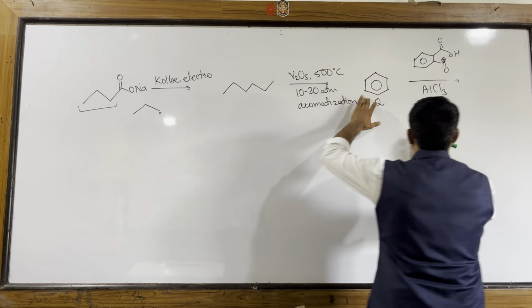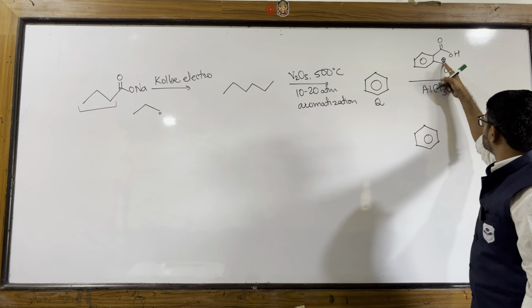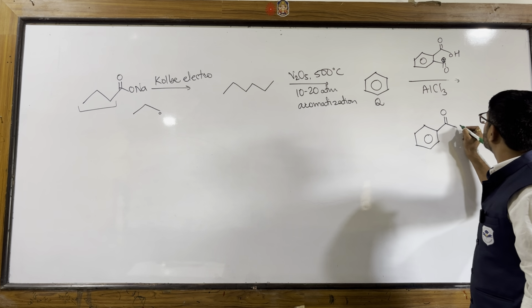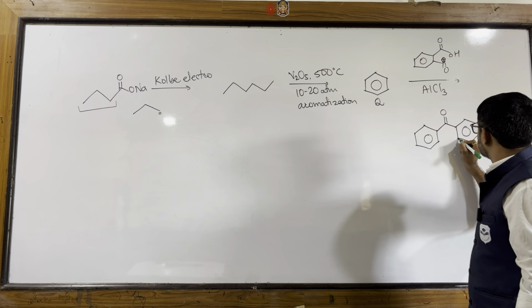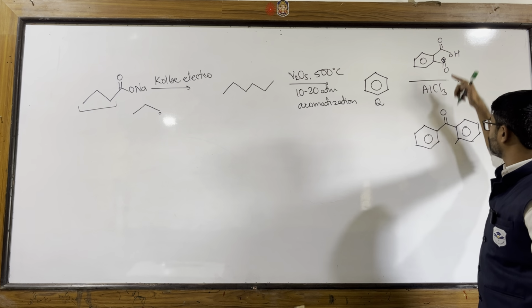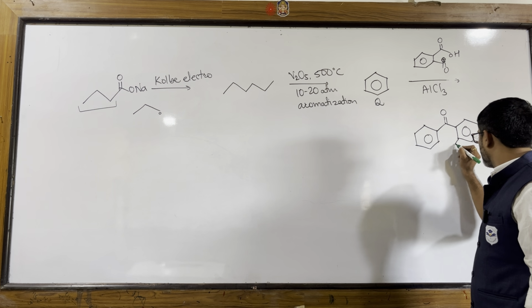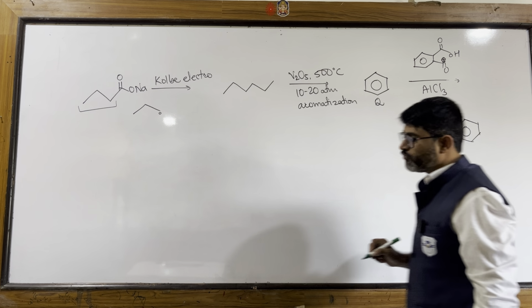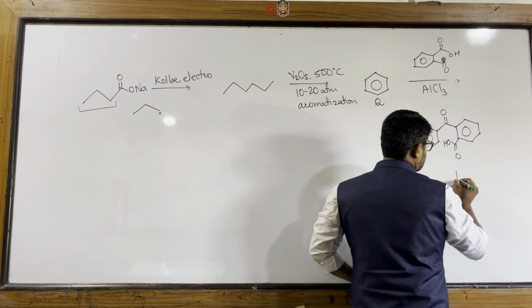After Friedel-Crafts acylation on the benzene, this acyl group will attack here. So we have C double bond O and one benzene ring here. This hydrogen is removed by the COO minus. So we will have one COOH group here. So this is the product for the second reaction and it is named as R.